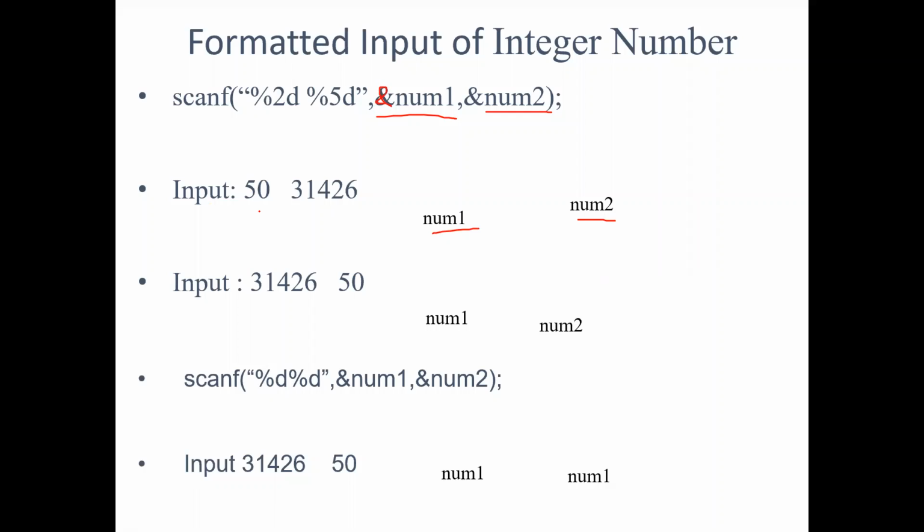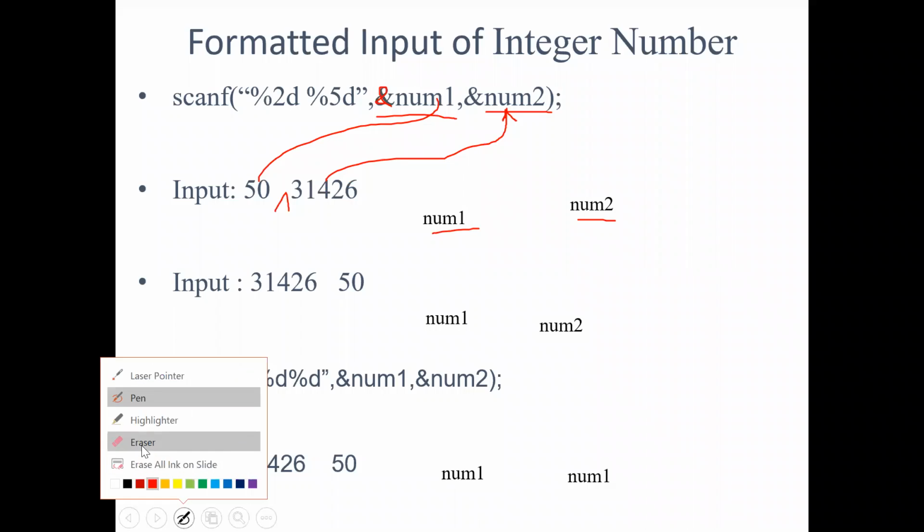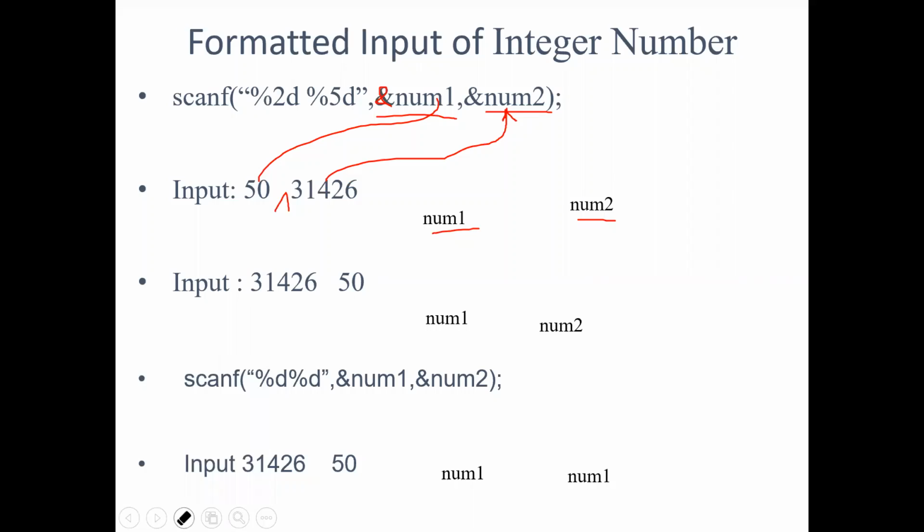Now what we are doing, we are giving an input 50. As I told, you can leave a space between the two numbers here. I want num1 to accept 50 and it has to be stored in the address location of num1, and the second number is 31,426 and it has to be saved in the address location labeled as num2. Got it? So this is my intention. So I am entering two numbers.